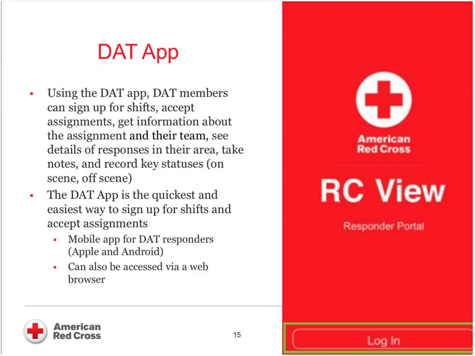So you've probably heard me mention the DAT app. This is also part of the implementation that regions are getting. So DAT responders are going to be able to use the DAT app in many different ways. DAT members can sign up for shifts using the app. They can accept assignments. They can get information about their assignments and the team that they are responding with. They can see details of other responses in their area. They can take notes, and they can record key statuses, such as when they are on or off scene.